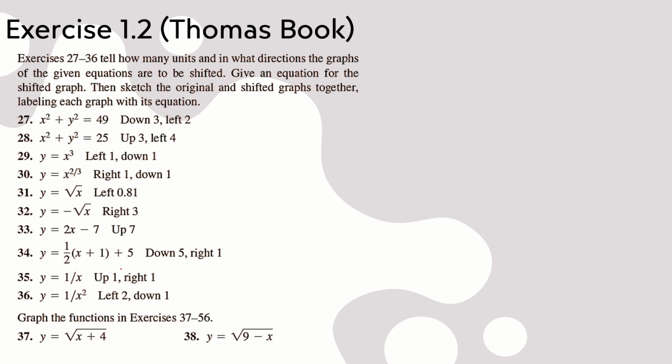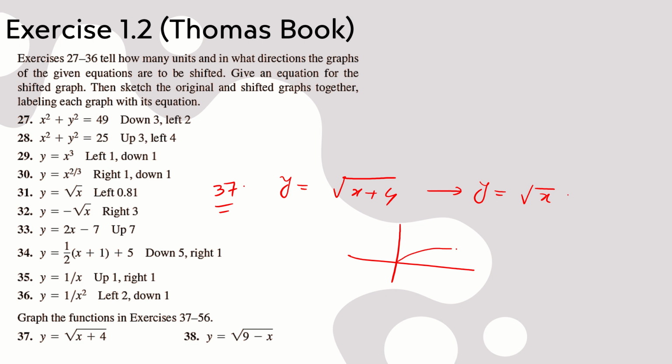If you see question number 37, it's a graph of this function. So we are given y is equal to under root (x plus 4). So the corresponding original function, you could see, will be y is equal to under root x. Now we draw first the graph of y is equal to under root x. This is the graph of under root x, and then it is shifted 4 units to the left. So we have 1, 2, 3, 4, and then we draw the graph like that. This will be the graph of y is equal to under root (x plus 4), because it is shifted 4 units. This is the graph of y is equal to under root x.